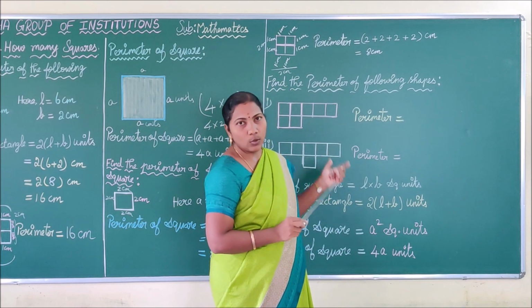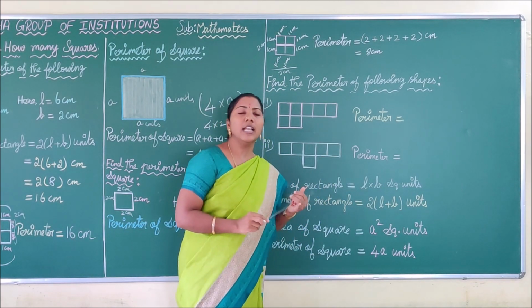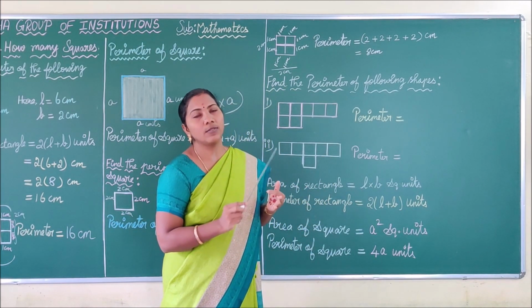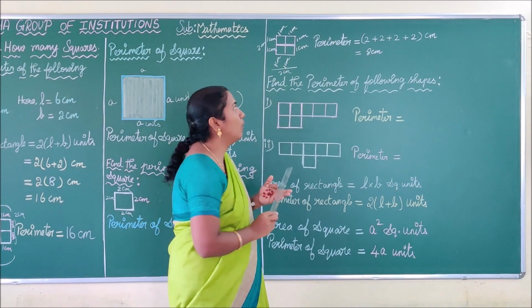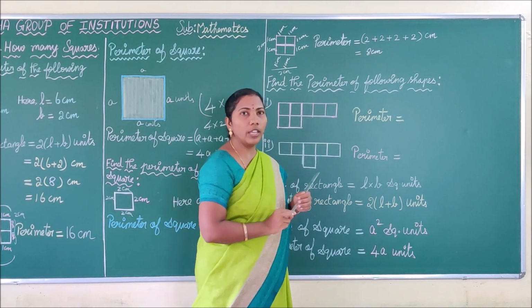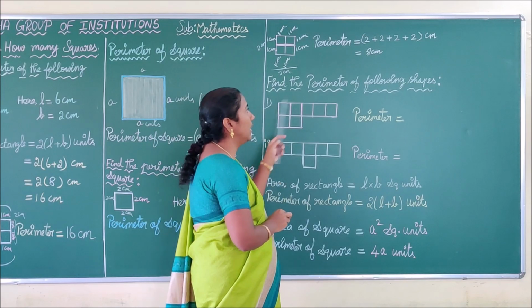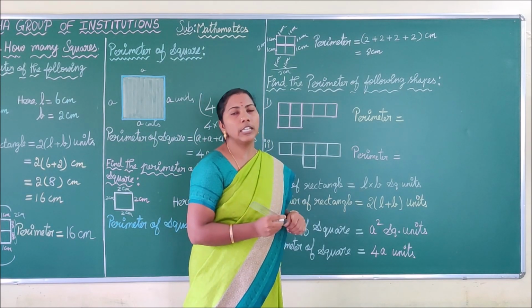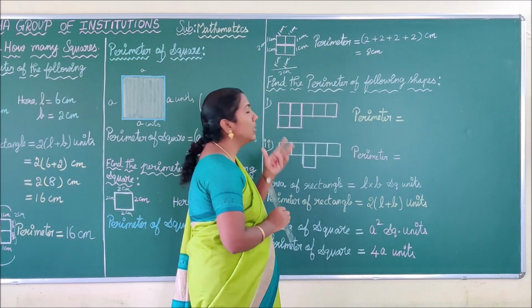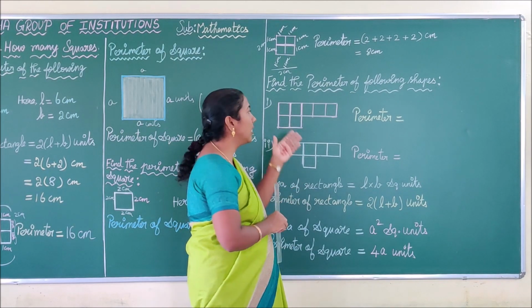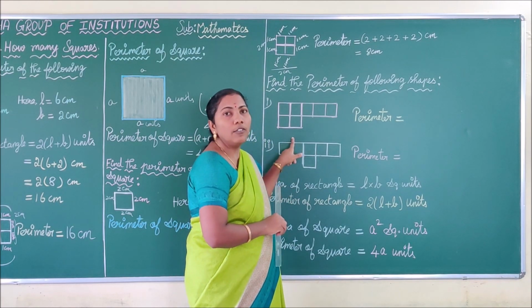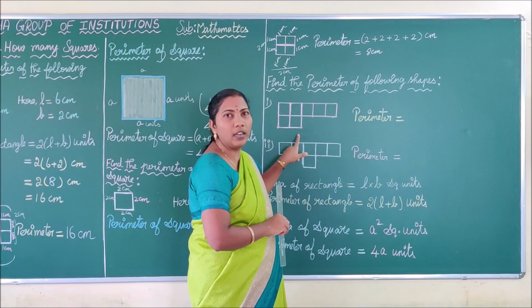Thus for the square we have used the direct method as well as the formula method, and by using the squares we have found out the perimeter. Okay, next we are going to find the perimeter of the following shapes. Till now we have seen only square and rectangle. See here, they have given different shapes. Here we are going to calculate the perimeter of these shapes.